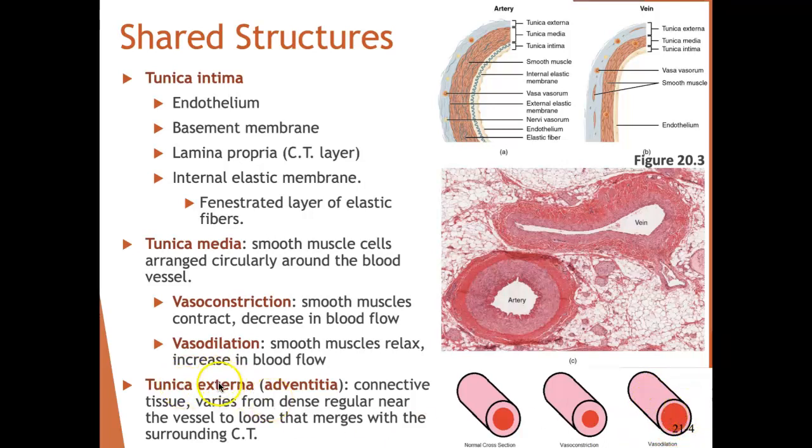And lastly, we have the tunica externa, this external layer of our blood vessels. This is also known as the adventitia, and it's made up of connective tissue, and it varies from dense, regular, near the vessel to loose that merges with the surrounding connective tissue. And you can kind of see this in here. These vessels look like they are in an area of fat. That's why we see so much white in here with our adipocytes.